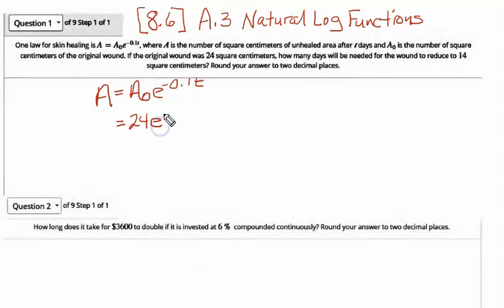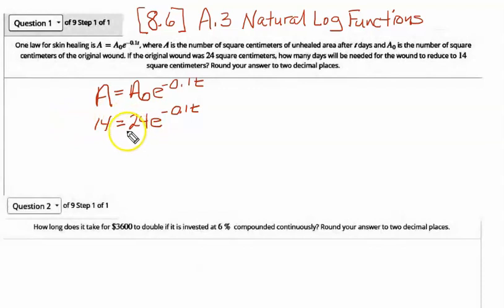Euler's e, and it's going to reduce to 14. That'd be our future value. And now what we want to do is solve for t. Well, this is a case where we have to find an exponent. So since this e is an e, we're going to use the natural log.